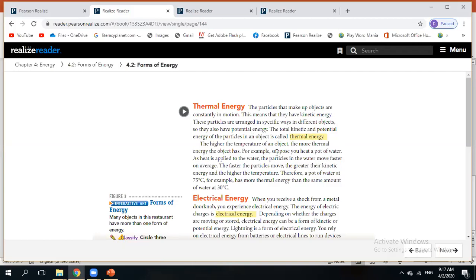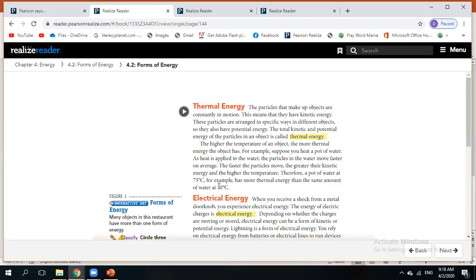Because with increasing heat, or the higher the temperature, the particles move faster and faster. This faster movement gains greater kinetic energy, will increase the kinetic energy, so higher temperature means increased thermal energy. That's why we say a pot of water at 75 degrees Celsius has more thermal energy than the same amount of water at 30 degrees Celsius.